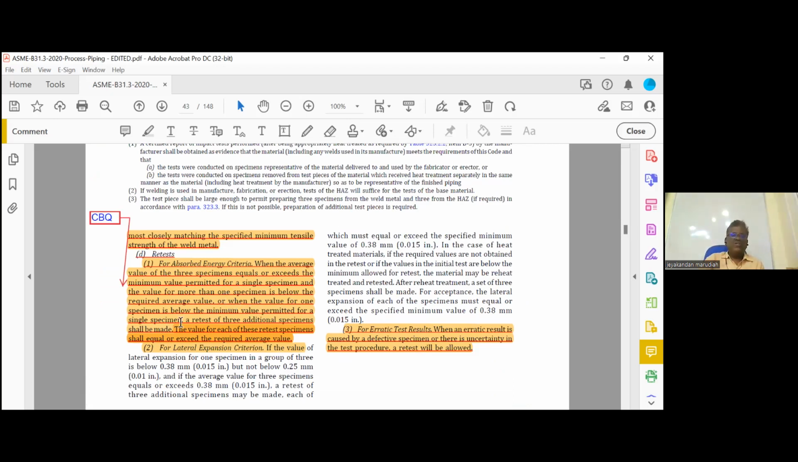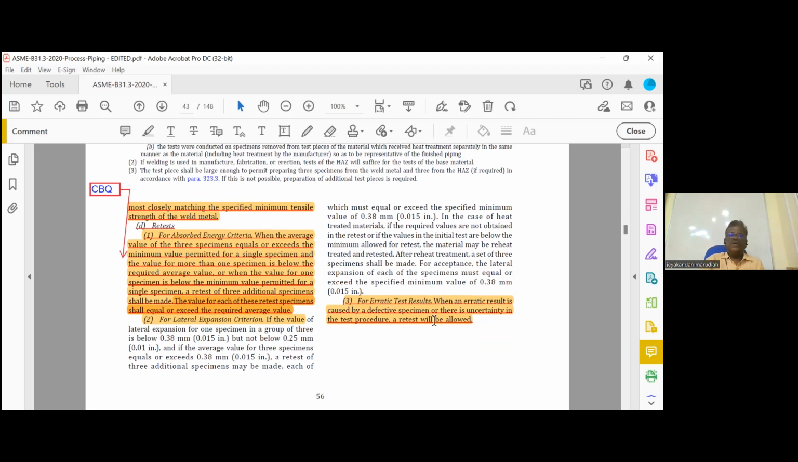Or when the value of one specimen is below the minimum value, a retest of 3 specimens shall be made. The last line is important. The value of each of these retest specimens shall equal or exceed the required average. When you are going for a retest, all specimens must equal or exceed the average. No concession allowed. Okay.